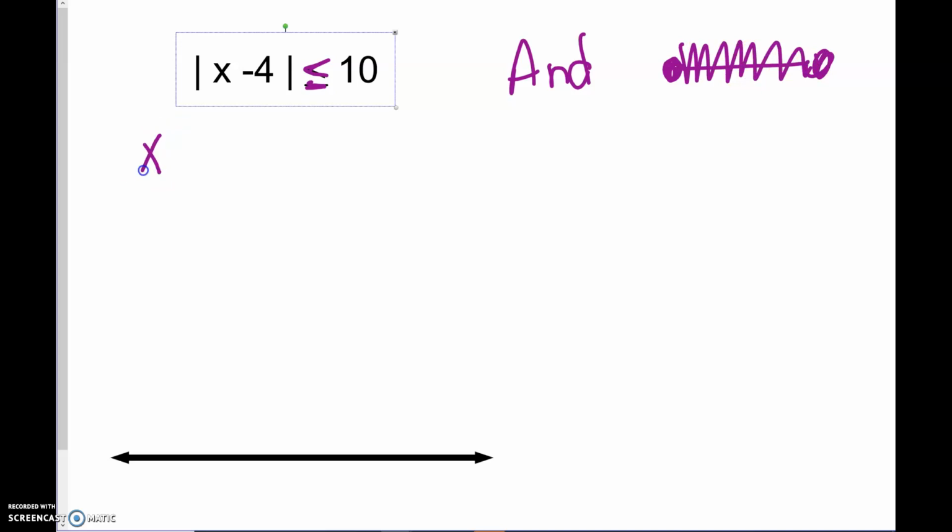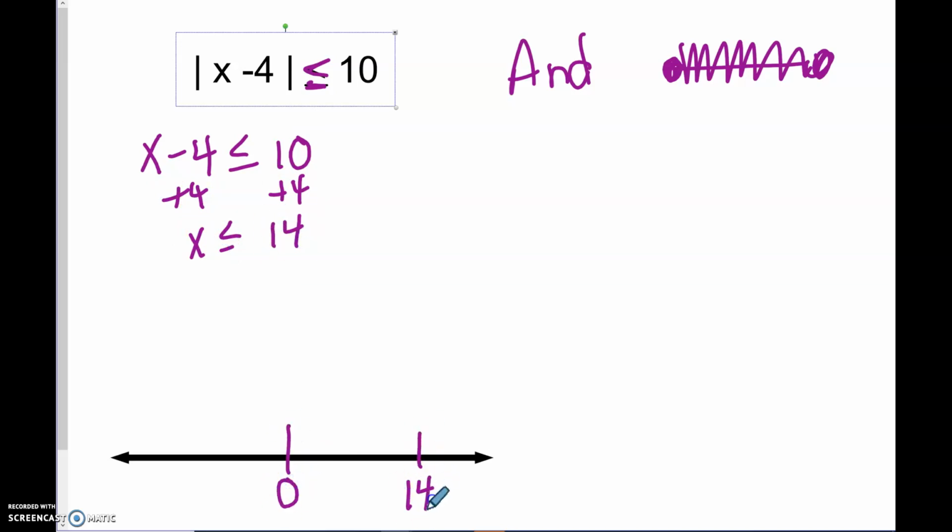So first case, x minus 4 less than or equal to 10. I'm going to add 4, add 4. So x is less than or equal to 14. Now at 14, is that an open or closed circle? Because it has a line underneath it, I'm going to close this circle. I'm going to shade to the left.